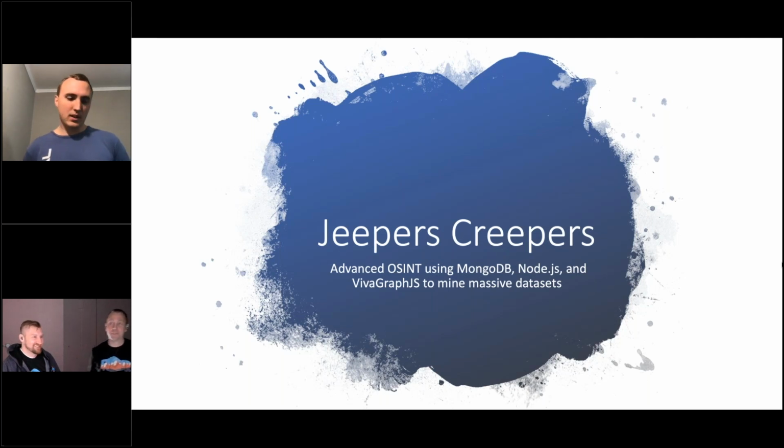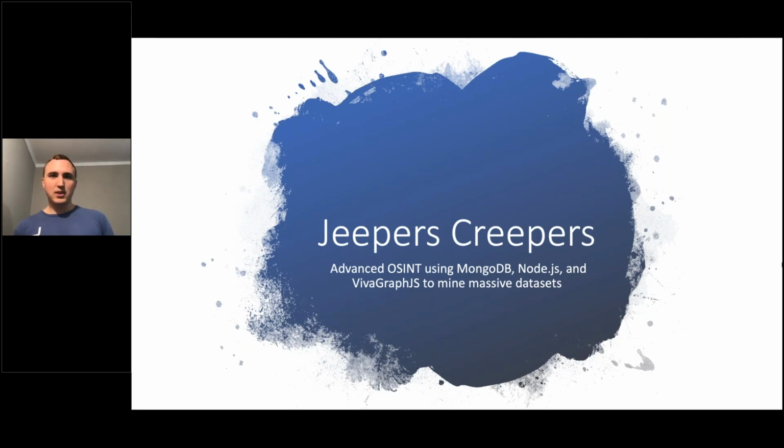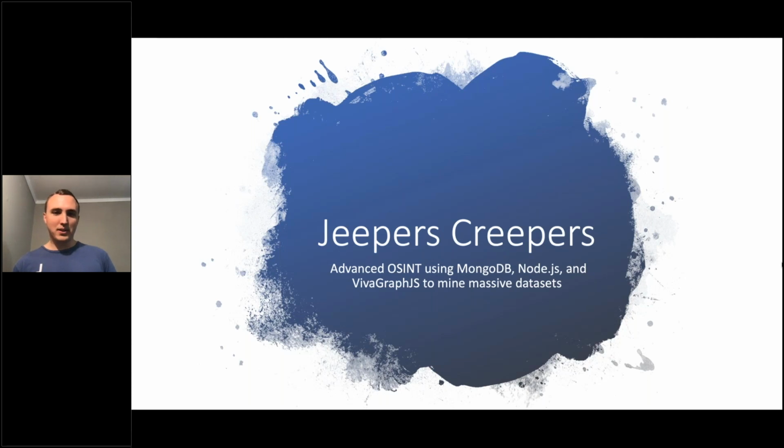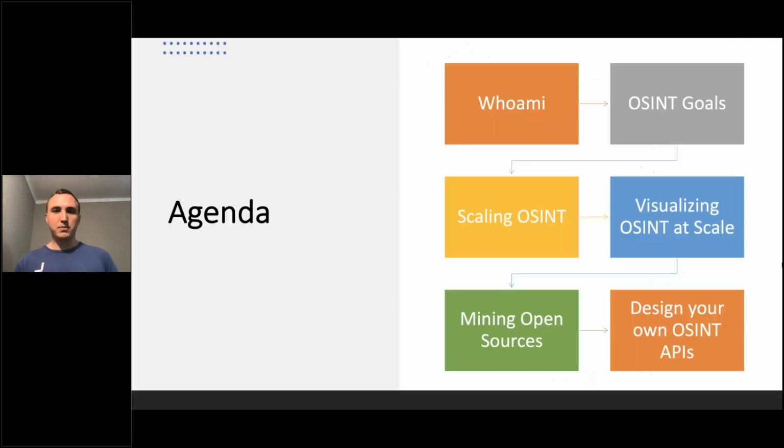Thanks, guys. So welcome to Jeepers Creepers. This is all about scope creeping really hard using advanced OSINT. We're going to use MongoDB, Node.js, and VivaGraph to visualize scope at scale and also just mine data sets at scale. So I'm going to do a brief intro of myself.